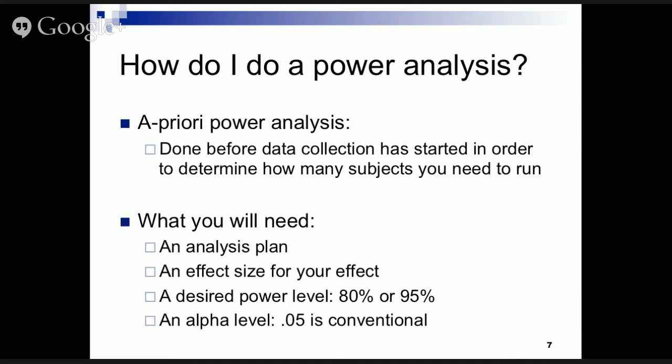And the last thing you'll need to know is what alpha level are you going to use. So in many fields, as I mentioned, an alpha level of 0.05 is the convention, but that's not the case for all fields. And some fields have a bit of wiggle room in their alpha level. So you can move the alpha level around and that will change the required subjects.